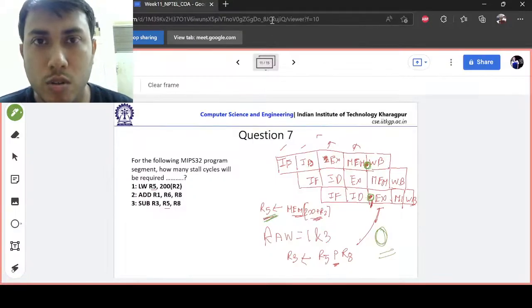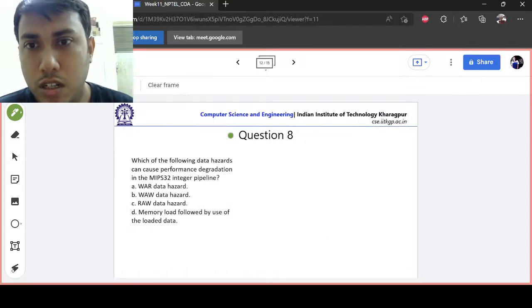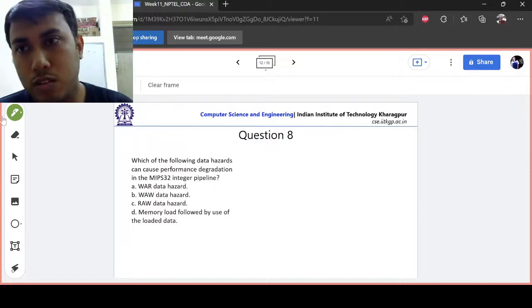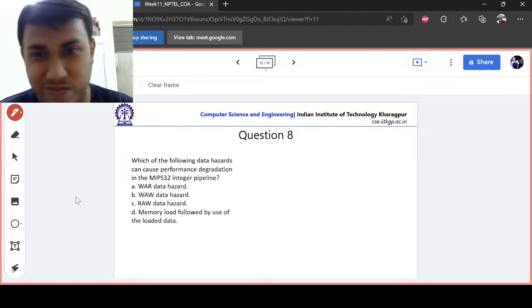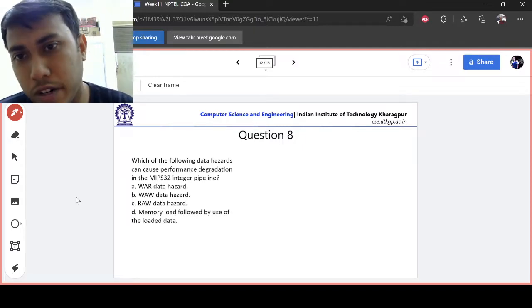Okay, so let's go to the next one. Which of the following data hazards can cause performance degradation in a MIPS 32 integer pipeline? WAR data hazard, WAW data hazard, RAW data hazard.